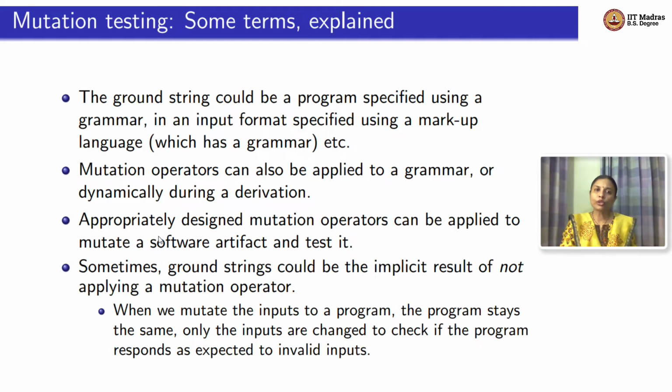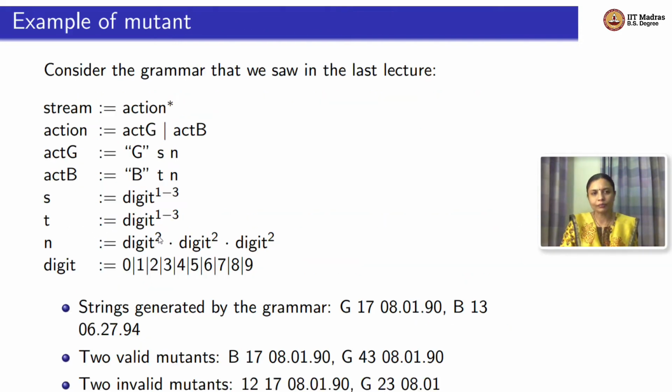Ground string, as we saw in the example, could be a program, which is again specified using a grammar, could be an input string, which is an input to a program, and several different things. Appropriately designed mutation operators can be applied for all programming languages and tested.